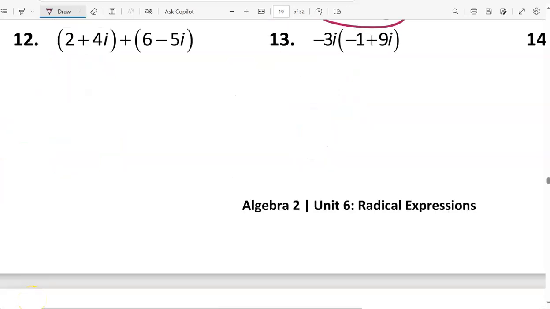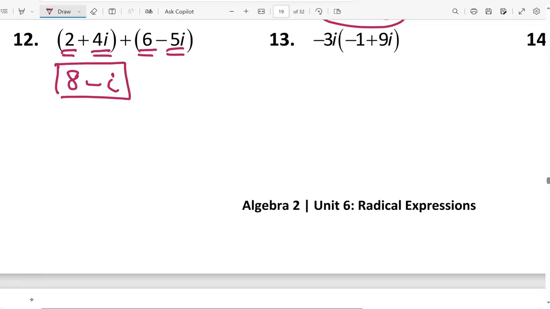In number 12, we're adding two complex numbers together. When we add them, we add the real parts together. 2 plus 6 is 8. And then we add the imaginary parts together. 4i plus negative 5i is negative 1i, which is just negative i.